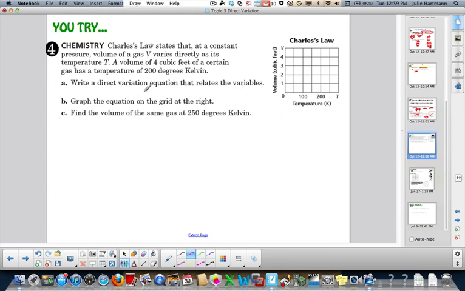Okay? This one talks about Charles' law, and the volume of gas varies directly as its temperature T. So V equals k times T. Go ahead, write that out, and try it.